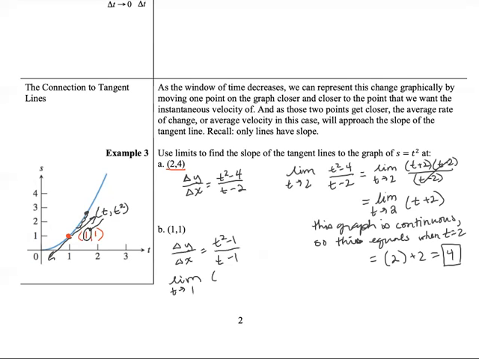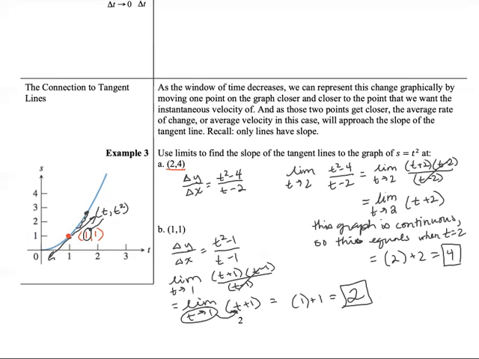I'm going to factor t plus 1 times t minus 1 over t minus 1. Simplifies. So this equals the limit as t approaches 1 of t plus 1, right? Now, because I know that this graph is continuous, I can go ahead and just substitute t in. So this is 1 plus 1. So I just substituted this value in for t. Because the graph is continuous, this is 2.